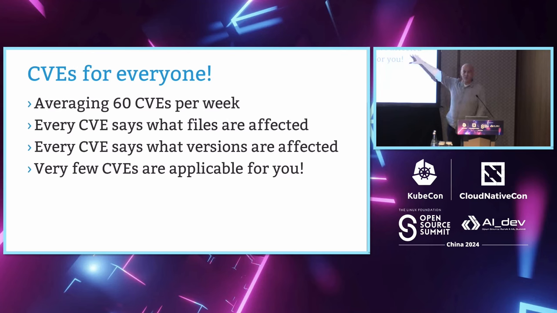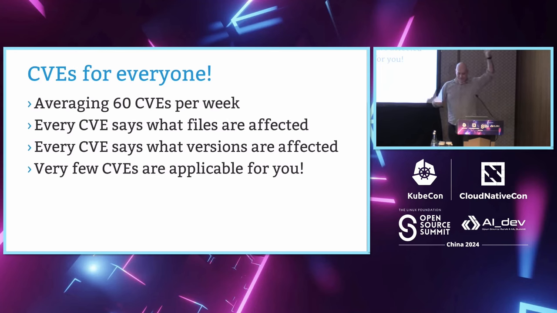We say what files are affected. Nobody ever used to do that before. We say what versions of the kernel are affected. Nobody used to say that before. So because of that, it's very, very easy to automatically filter. We use JSON, everybody can parse this stuff, to see if a CVE is applicable to you. You know what kernel files you build into your system, right? I hope so. You should, it's very easy to do.